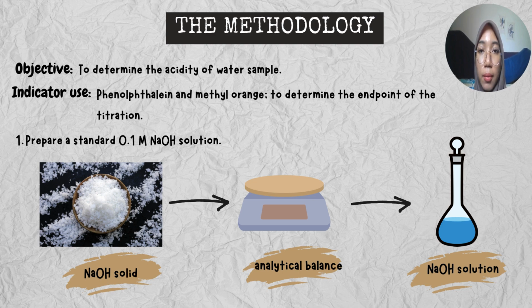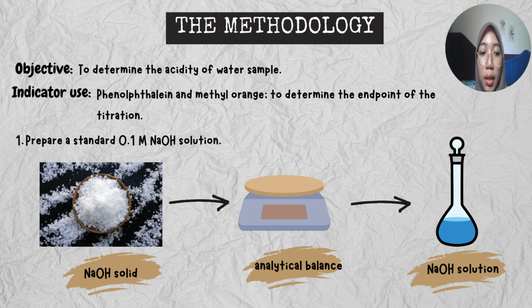The first step is we must prepare 0.1 molarity of sodium hydroxide solution. So, how to prepare the solution? By weighing 4 grams of sodium hydroxide using an analytical balance, and then we dissolve the sodium hydroxide in a volumetric flask, and we swirl the flask gently to dissolve the sodium hydroxide completely, and then we dilute to the mark.